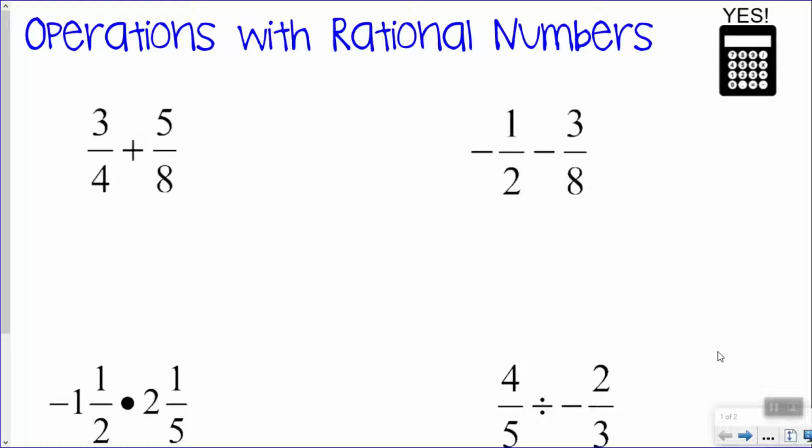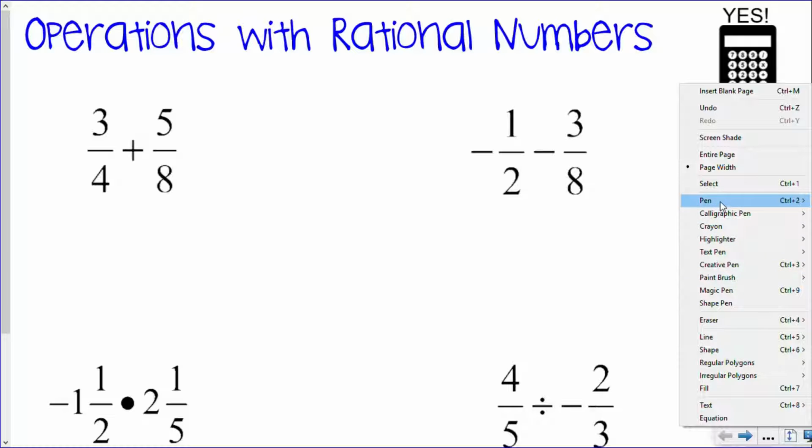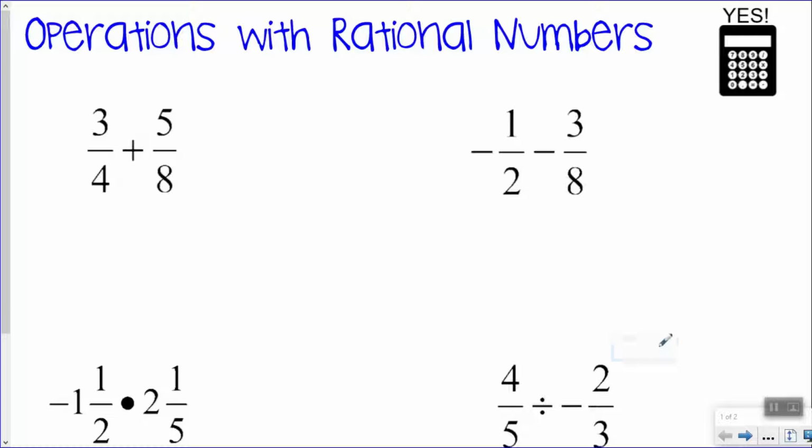Today we're going to look at how to do different operations with rational numbers. And we're going to start by taking a look at fractions. Some of you may have seen different fraction operations before, but we're just going to go through and make sure that we know what we're doing because this is something that we're going to have to be able to do on our own.